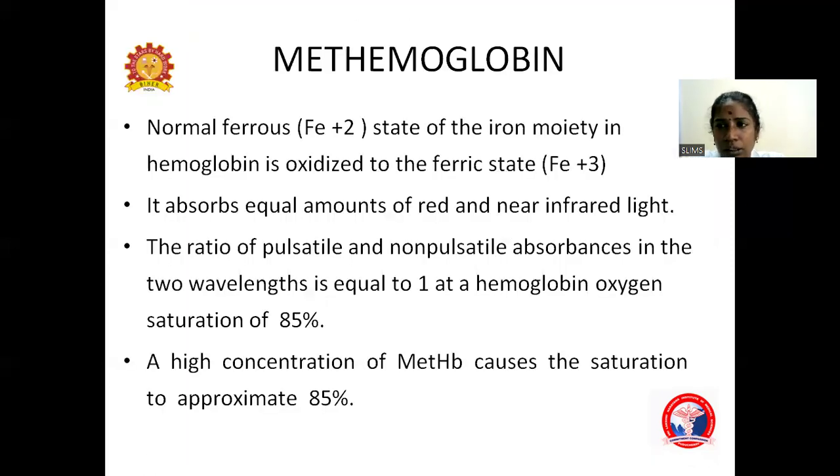In that, the main thing which interferes with our SpO2 value is methemoglobin. The normal ferrous, that is Fe2+ state of the iron moiety in hemoglobin, is oxidized to the ferric state, that is Fe3+. It absorbs equal amounts of red and near infrared rays, that is, the two wavelengths that we are using. The ratio of pulsatile and non-pulsatile absorption in these two wavelengths is equal to 1 at a hemoglobin saturation of 85%. A higher concentration of methemoglobin drives the saturation reading to approximately 85%.